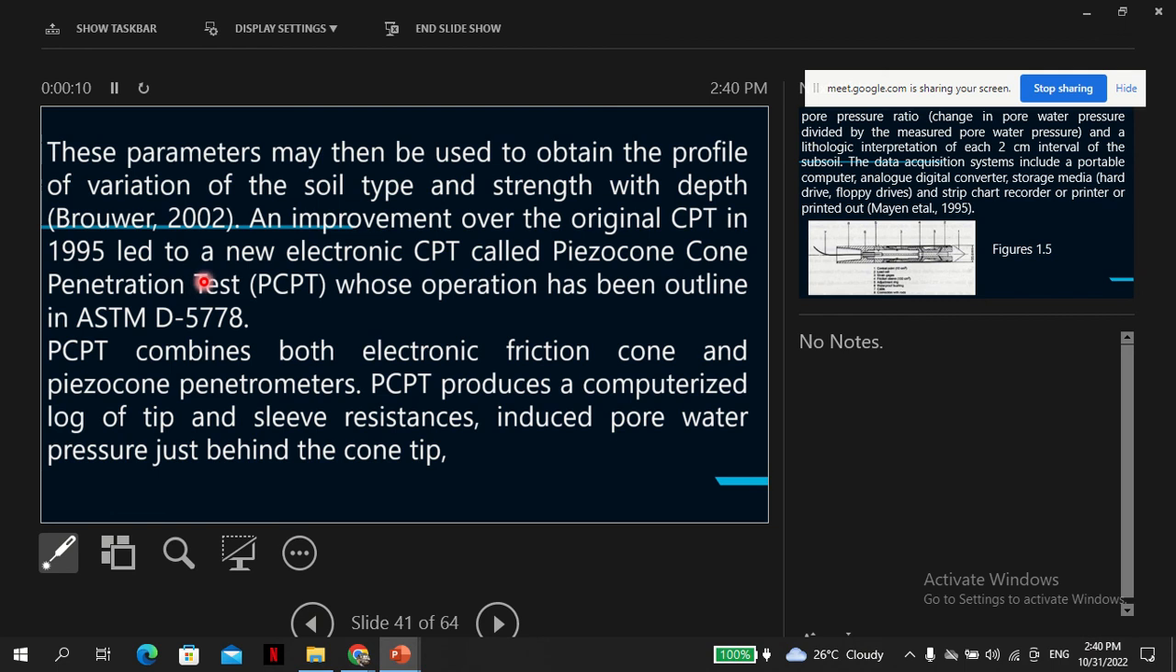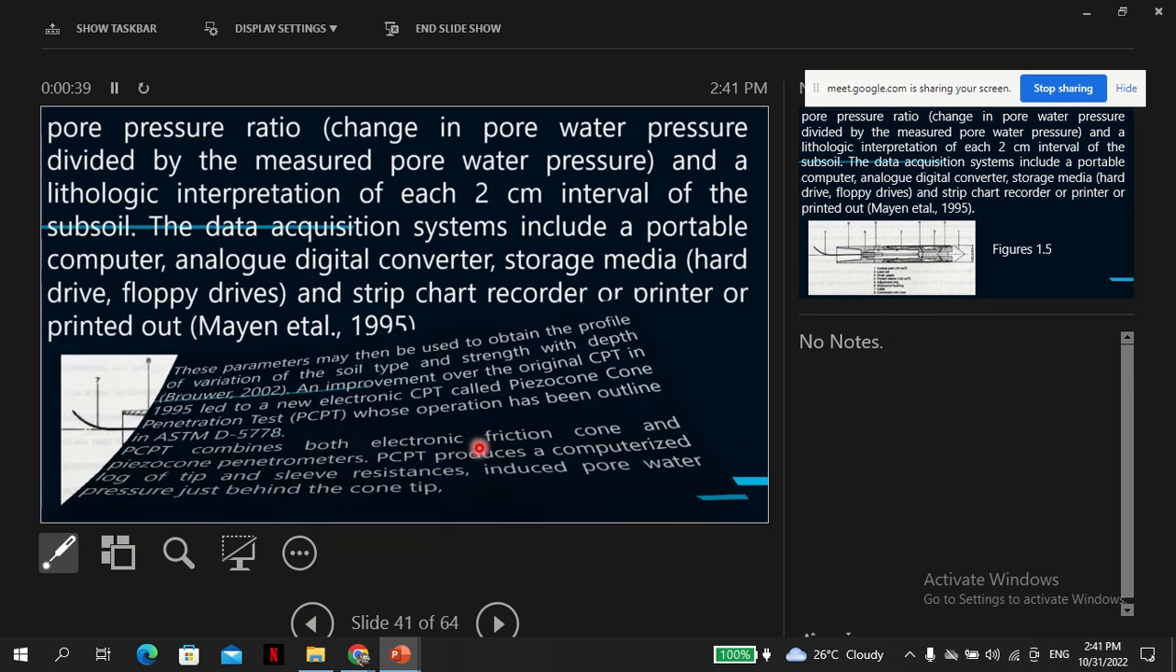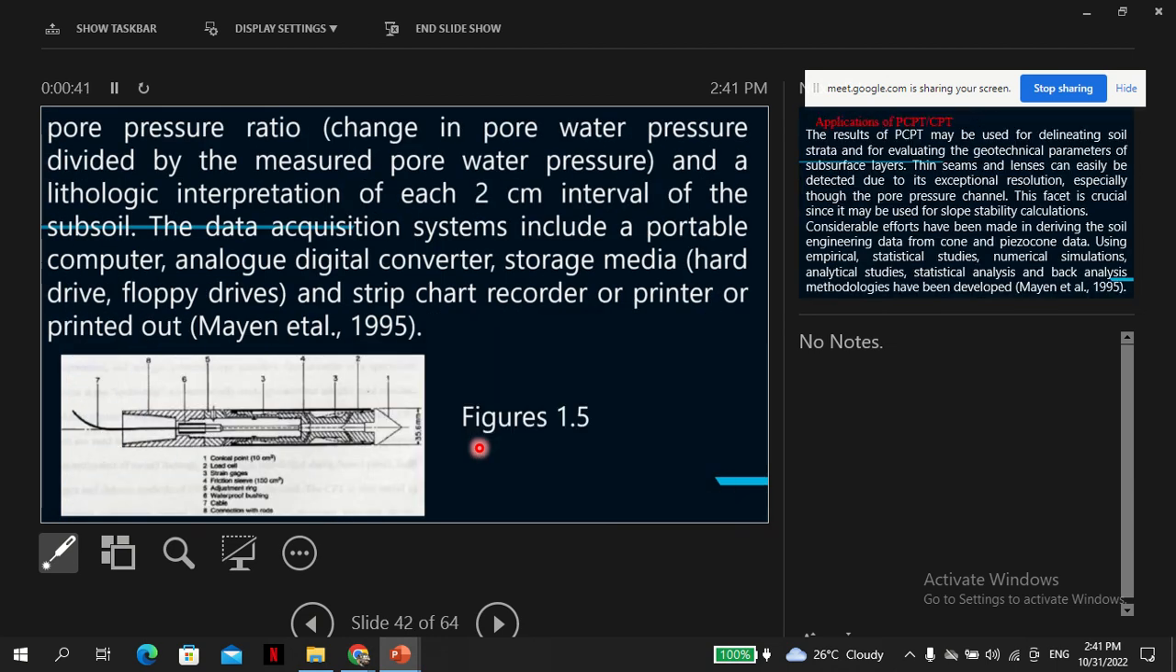I think I've said this led to a new CPT called the piezo cone penetration test, whose operation has been outlined. Now the PCPT combines both the electronic friction cone and the piezometric cone. Piezo of course tells you that you can also measure the pore water. The PCPT introduces a computerized log of the tip resistance and induces pore water pressure just behind the cone. So this is quite advanced. You may not need any human input with the PCPT.